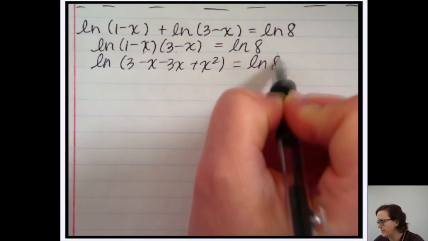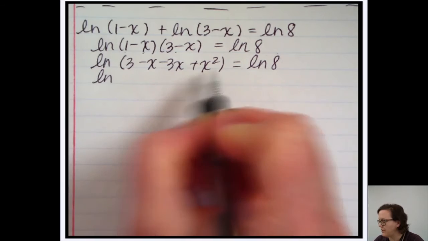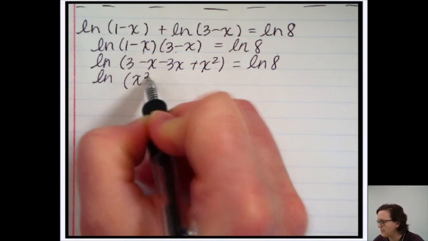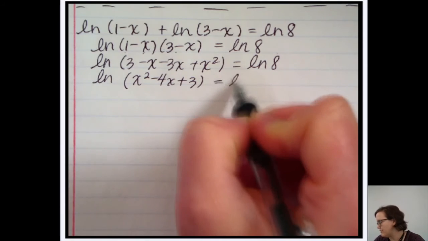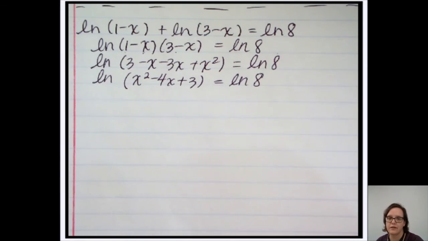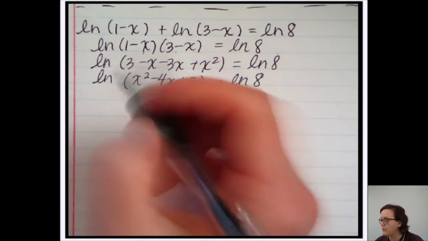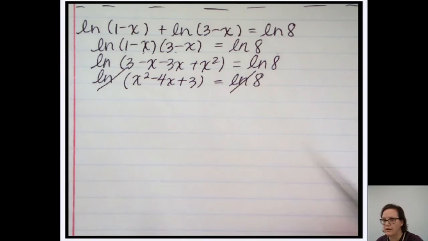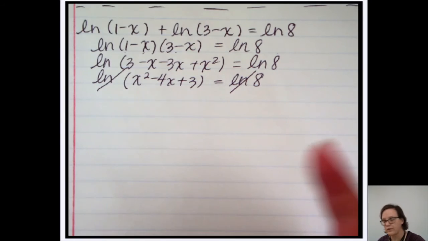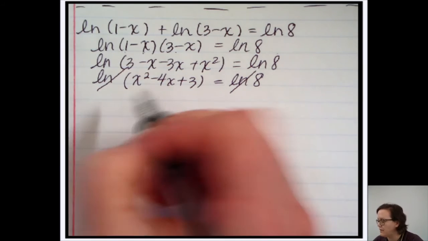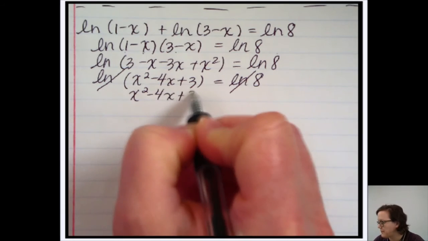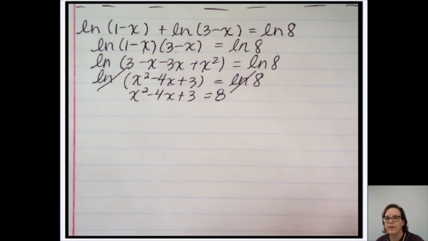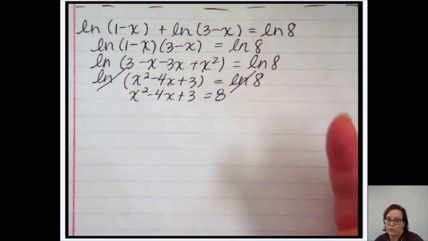And we can keep simplifying. This becomes x squared minus 4x plus 3 equals natural log of 8. So now we have a single log on both sides. This is where we just get to drop them off, the natural logs or the logs, whatever they happen to be at that time. So we just now have x squared minus 4x plus 3 equals 8, and we solve it like a quadratic, a normal quadratic.